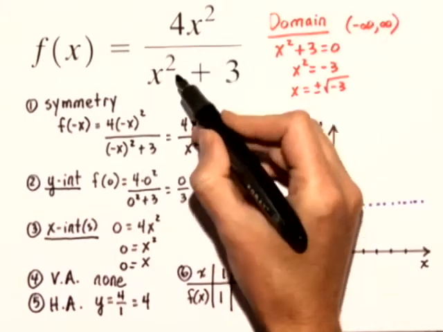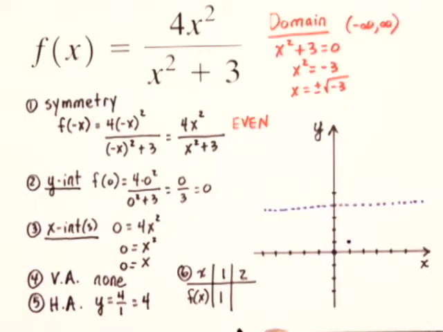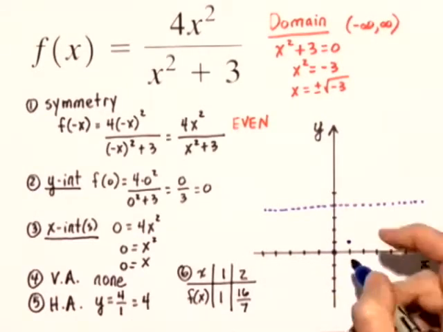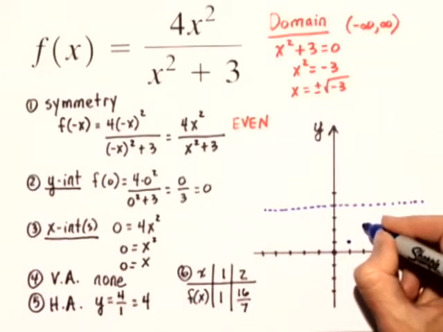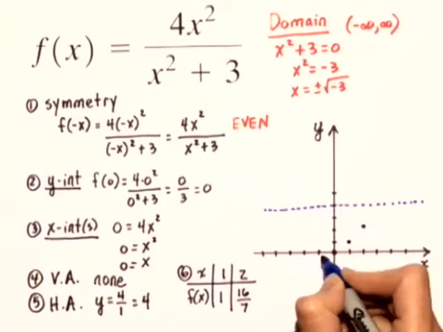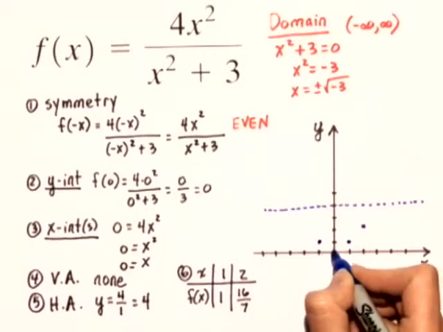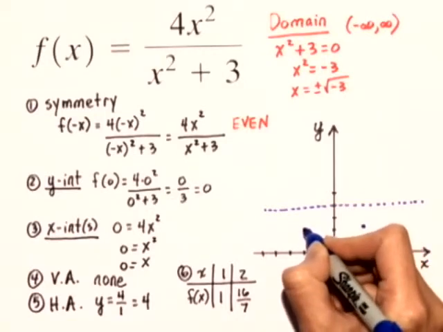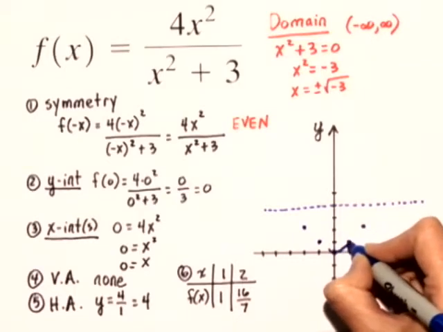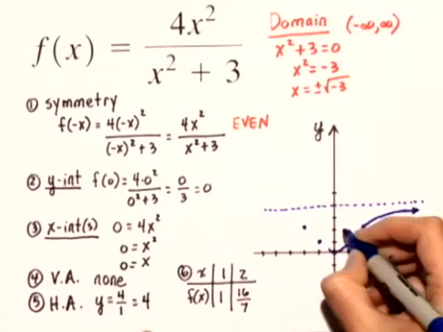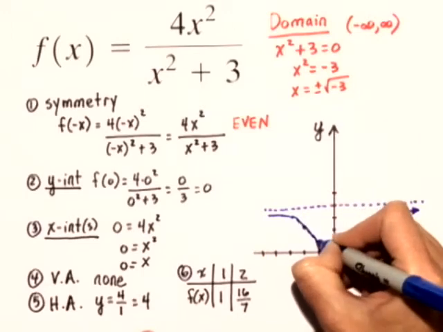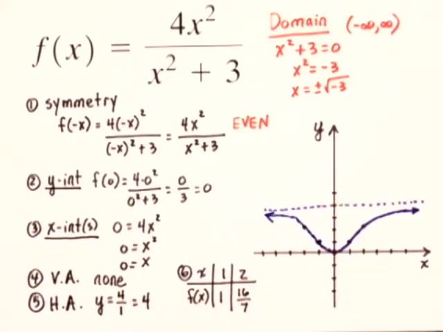If I substitute 2 into my original function, I get the function value of 16 over 7. So that's a little bit more than 2. So when x equals 2, the function value is a little bit more than 2. So by symmetry, we can plot the point -1, 1, and also -2, 16 over 7. And then we'll sketch these with a smooth curve. We know it's going to tend toward the asymptote, and it's symmetric. So here is a sketch of our rational function.